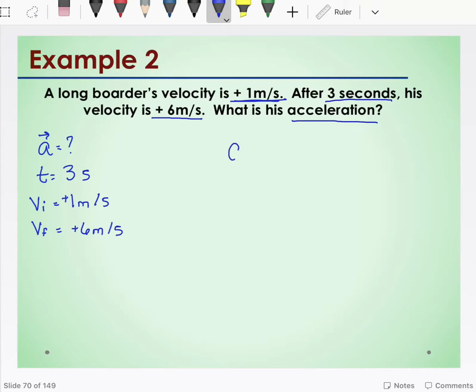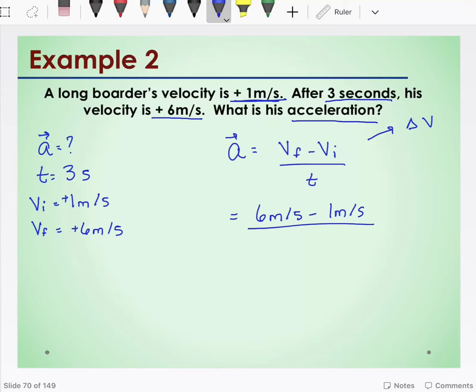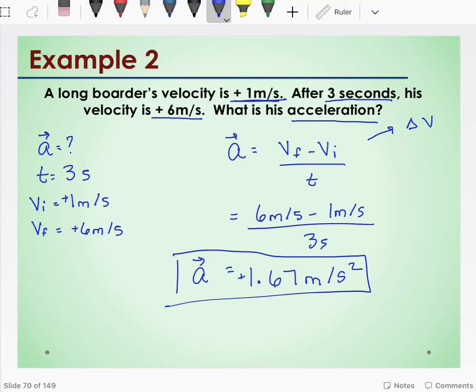This is where we're going to be using our other version of the formula, where VF minus VI divided by T. That simply is calculating that change in velocity, or delta V. So I plug in 6 meters per second, subtract 1 meter per second, they're both positive, over 3 seconds. So I calculate that, and that's going to be 1.67 meters per second squared. And again, positive. All right, hopefully this is pretty straightforward so far.